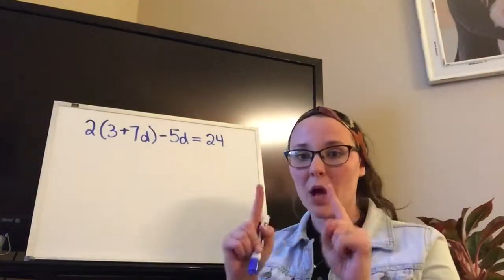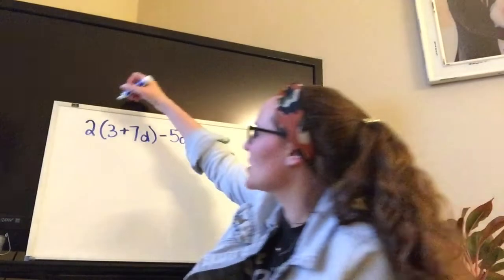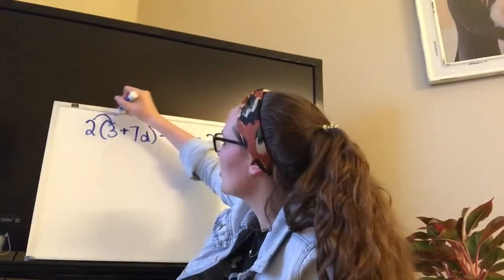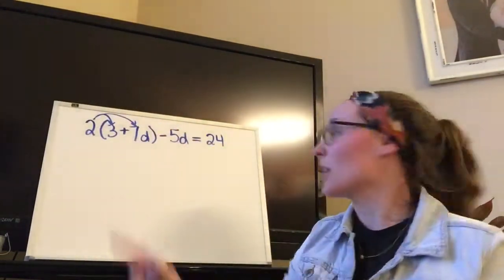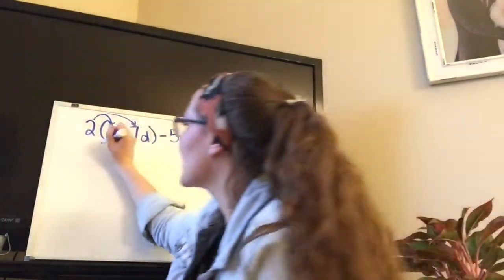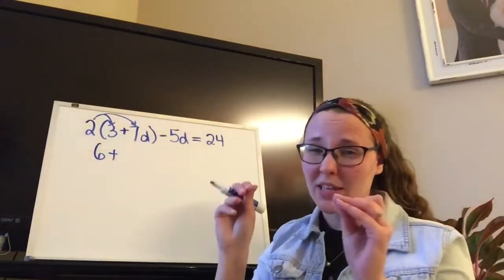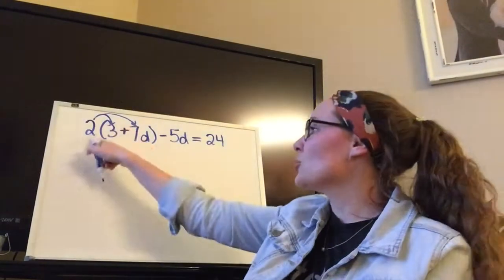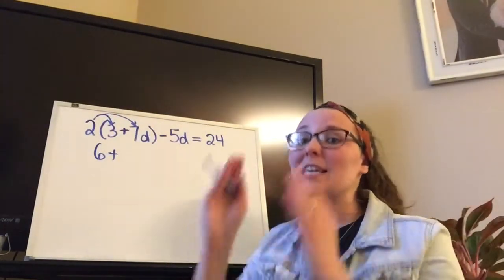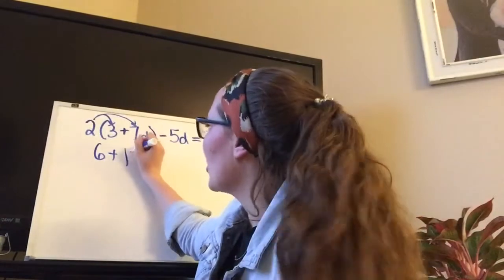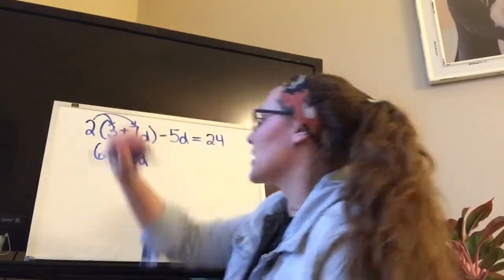So step number 1, distribute. I can distribute this 2. So I'm going to distribute the 2 inside to everything. 2 times 3 is 6 plus 2 times 7d. If you remember this from our expressions unit, 2 times 7d is 14d. Remember, you multiply your coefficients and the variable stays the same.